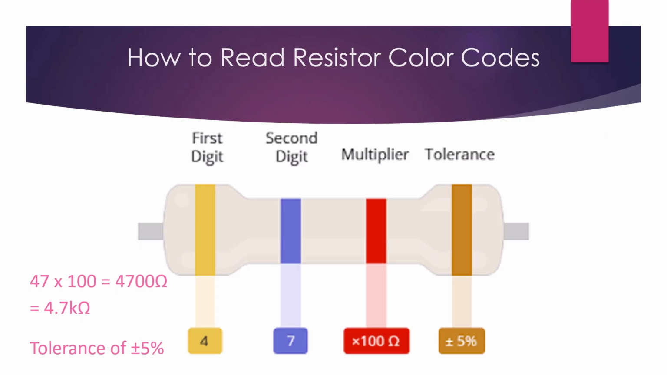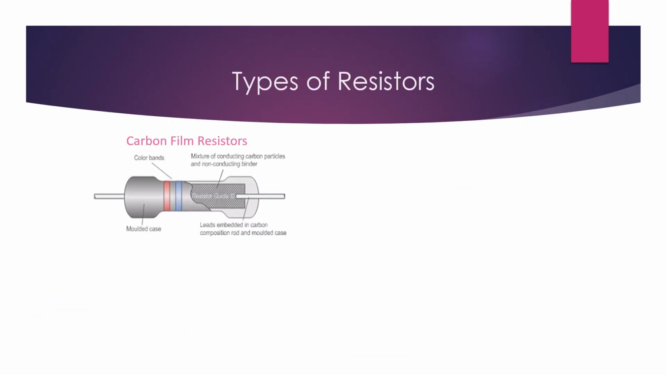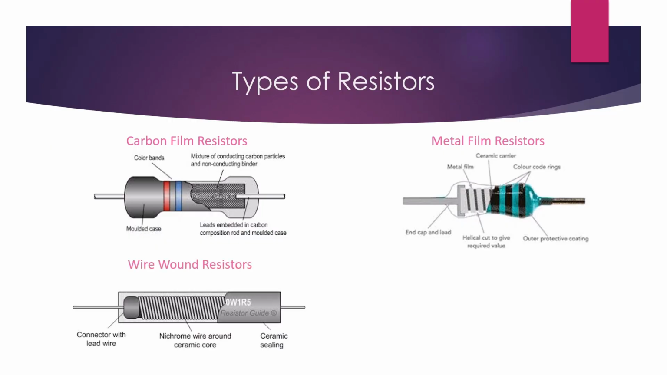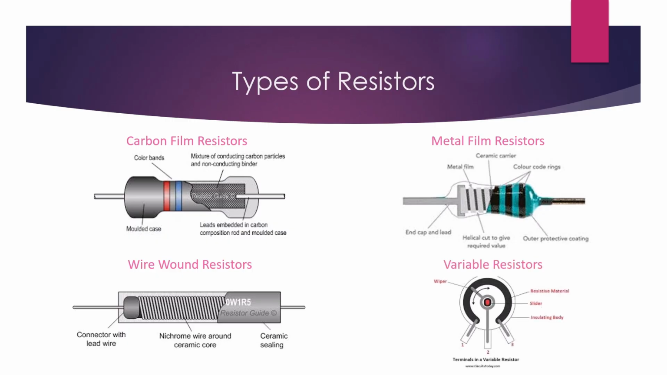Not all resistors are the same. Here are some types: carbon film resistors, cheap, common, good for general use. Metal film resistors, more precise, used in sensitive circuits. Wire wound resistors, for high-power applications. Variable resistors, used to adjust resistance manually, like volume knobs.